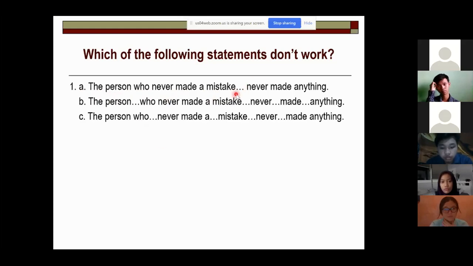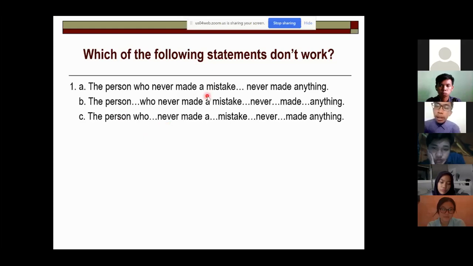Blah, blah, blah means that you pause for a while. This one, pause a while. Also this one, and this one, and this one means pause a while. So, number one, anybody want to try? Which one is correct, or which one is not correct, or incorrect?